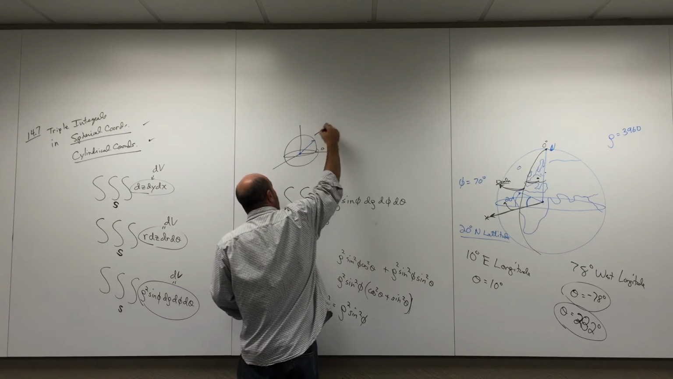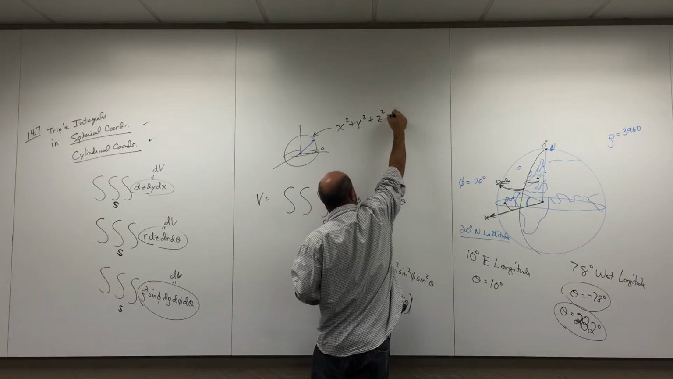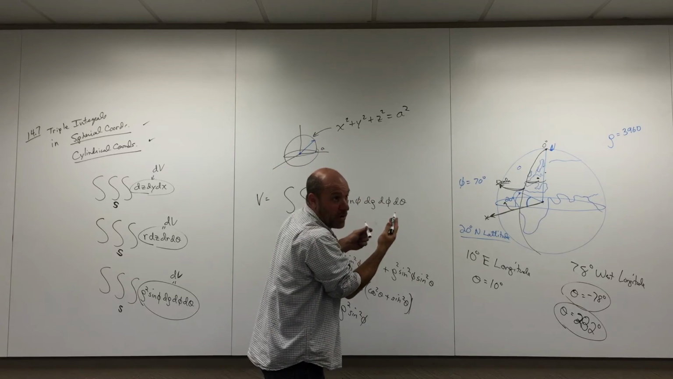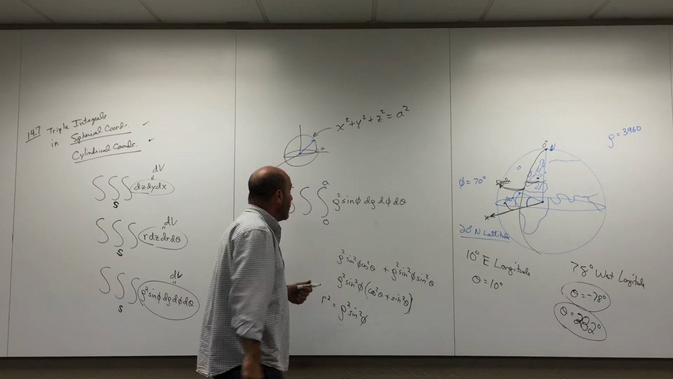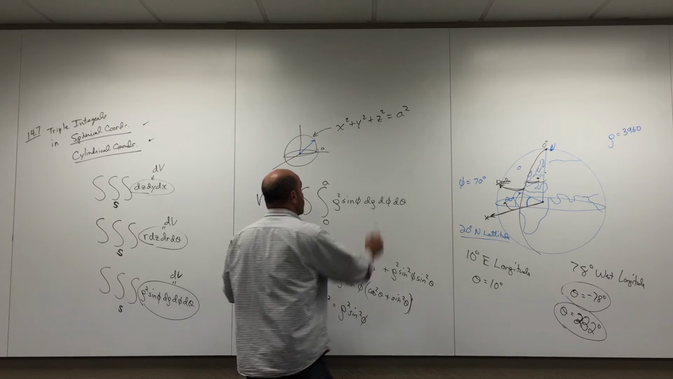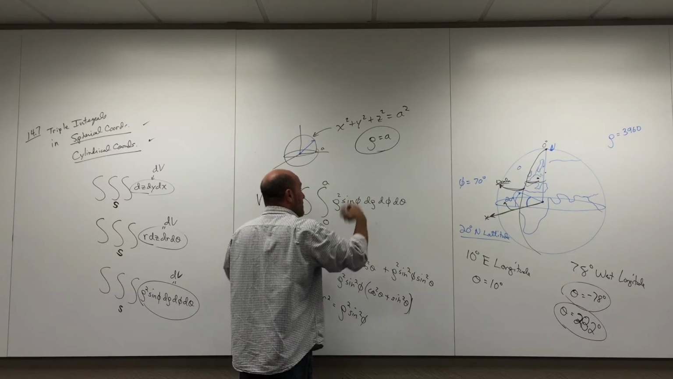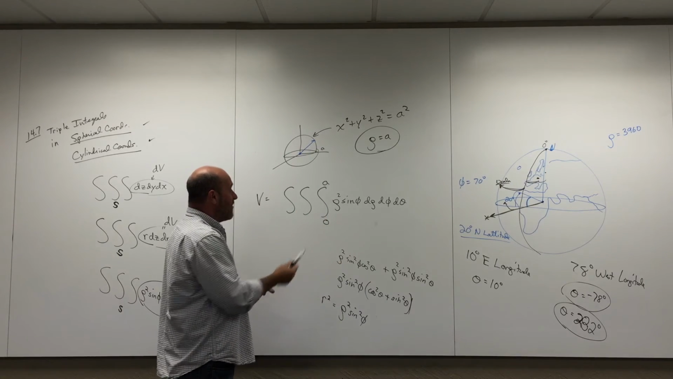You might say, well, wait a minute. The name of this thing is x squared plus y squared plus z squared equals a squared. That is the name of that thing in rectangular coordinates. But a few minutes ago we learned that in spherical coordinates, rho equals A. Rho equals A. So rho goes from 0 to A. Hey, that's awesome.